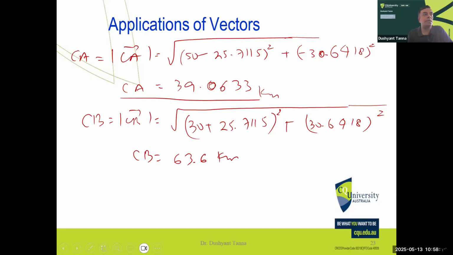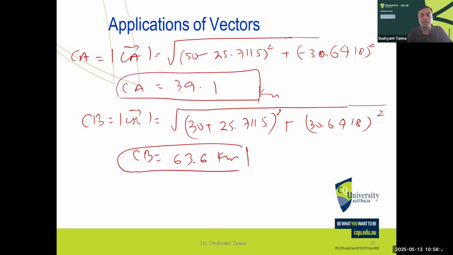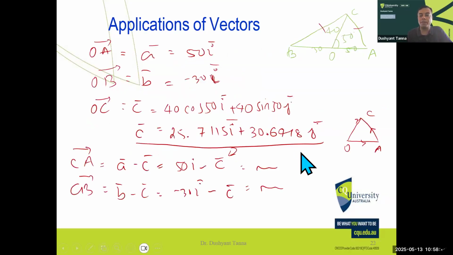Okay, so we got the CA and CB, and I think that's what we wanted, isn't it? If this is the final answer, I can read it to 1 decimal place, in kilometers, and refer to the question: how far is C from A to B? So CA is 39.1 kilometers, and CB is 63.6 kilometers. And from the triangle figure, it makes sense. Obviously, it's a lot closer to A than to B, because it's towards the x-axis, right? From the middle it is towards the x-axis.